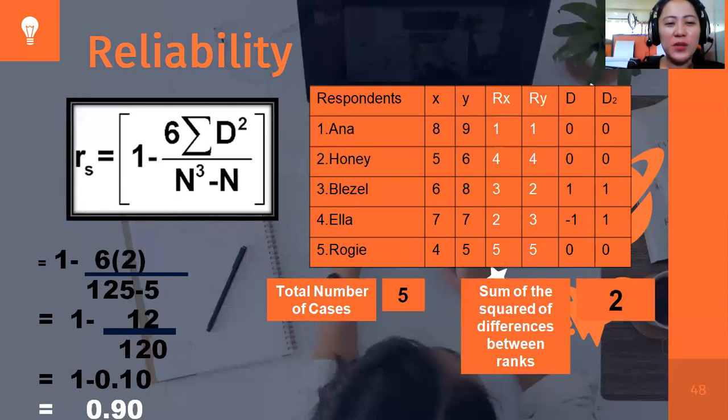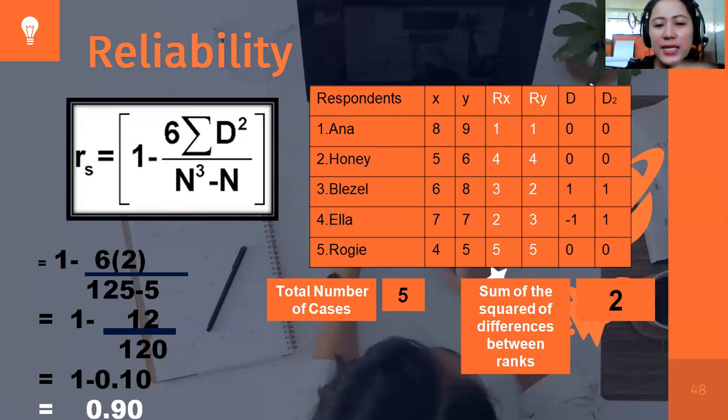So for example, I tested my research instrument on 5 respondents. I have Anna, Honey, Blizzle, Ella, and Rogie. In your tabulation, you may just put numbers or letters for your respondents, but here, for clarity in discussion, I indicated the names. The first score of Anna in the first administration of the test is 8. Honey's score is 5. Blizzle's is 6. Then Ella's is 7. Then Rogie's is 4.